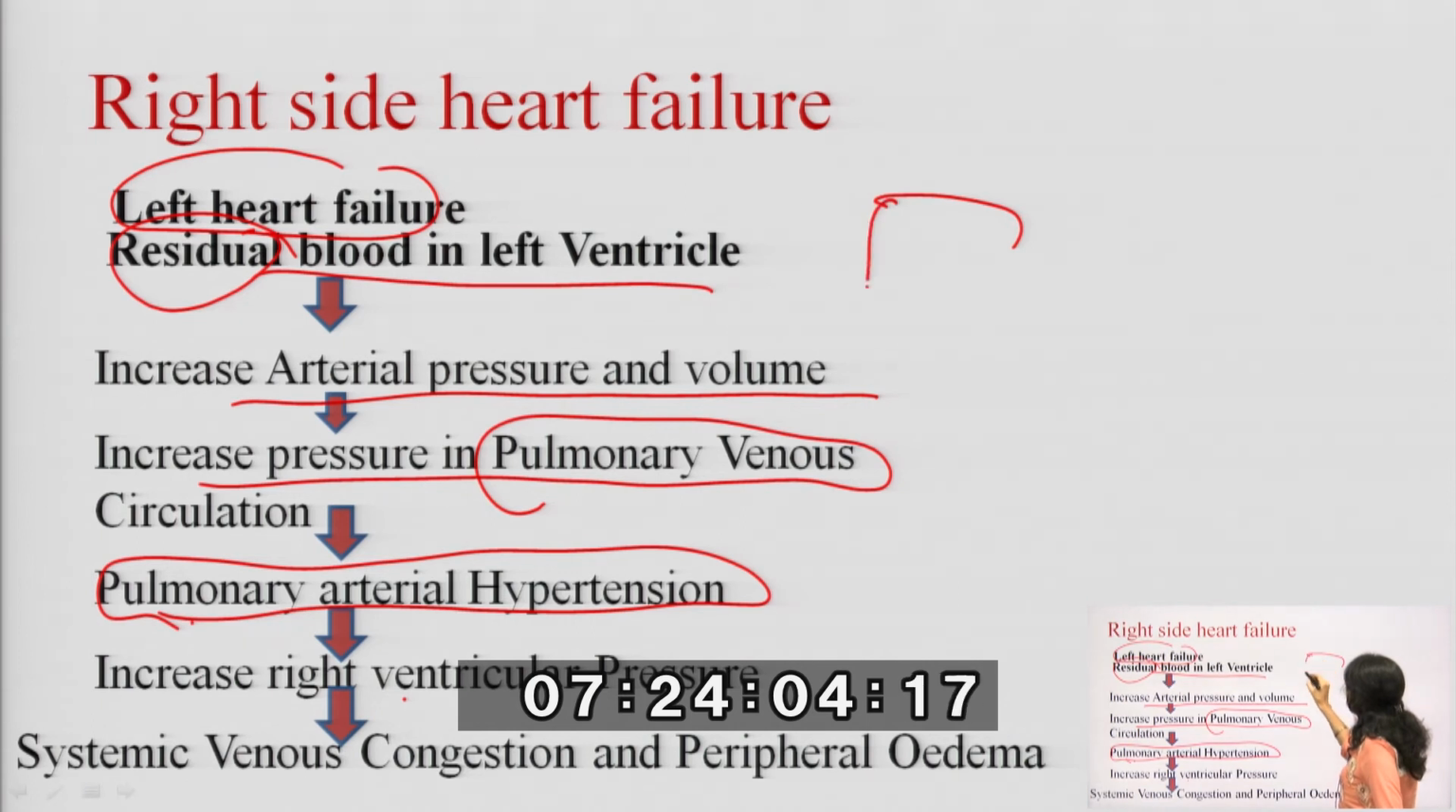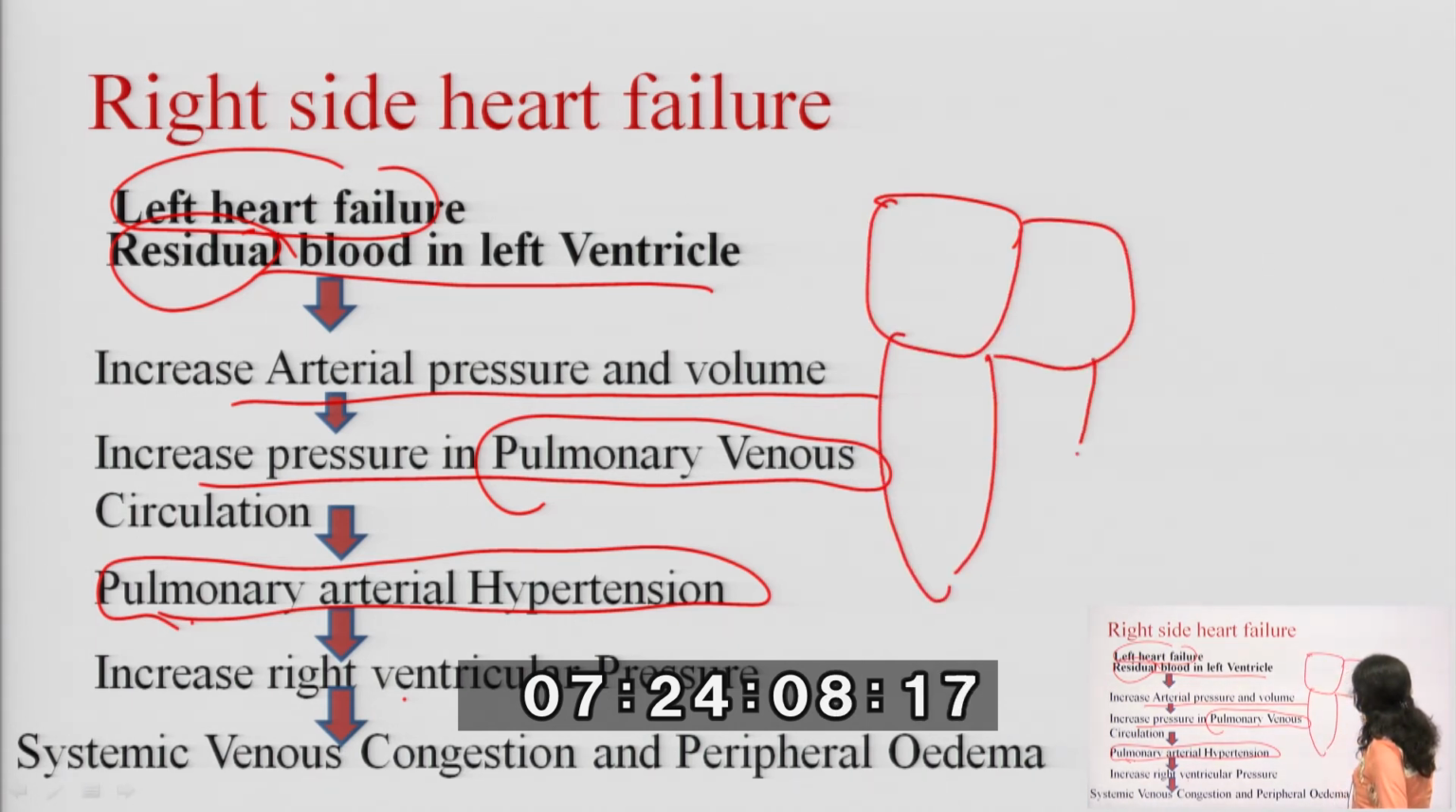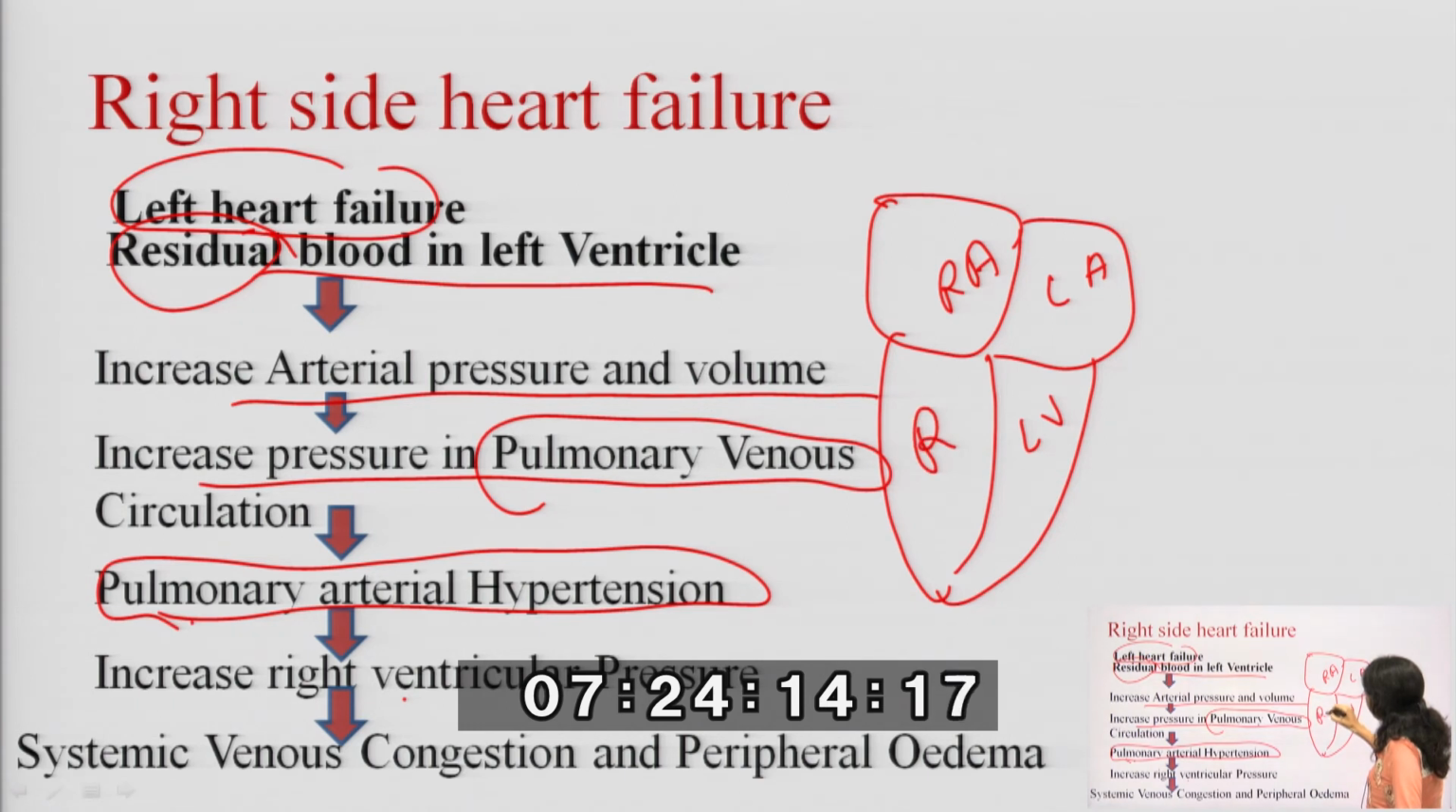Suppose this is the heart, and this is the left auricle, left ventricle, right auricle and right ventricle. Now, what happens here? The right side heart failure we are talking about, that means this right ventricle is not able to pump blood to the lungs. The deoxygenated blood is present here, it is not able to pump.